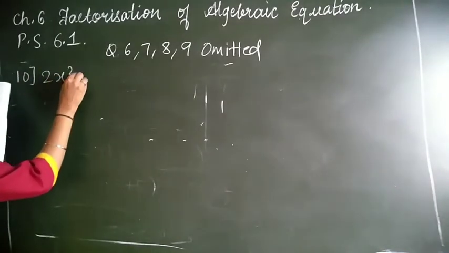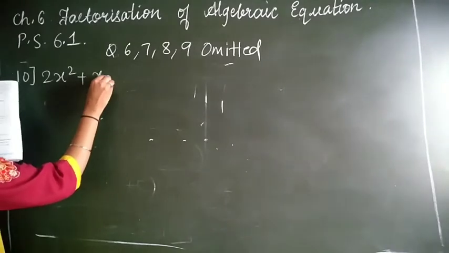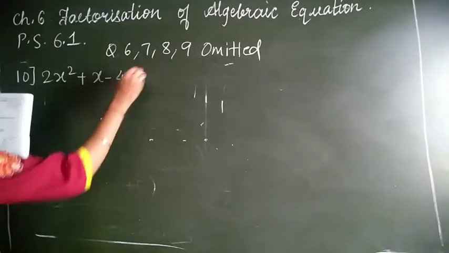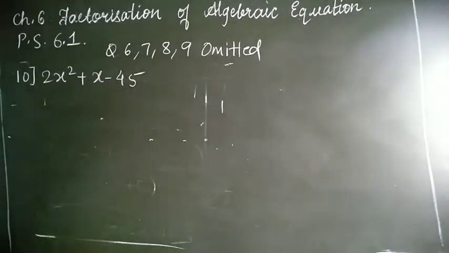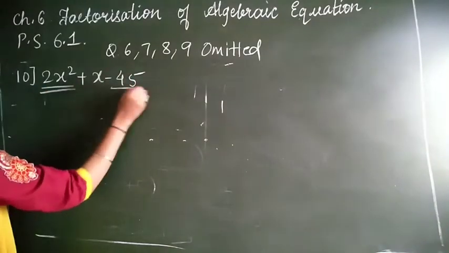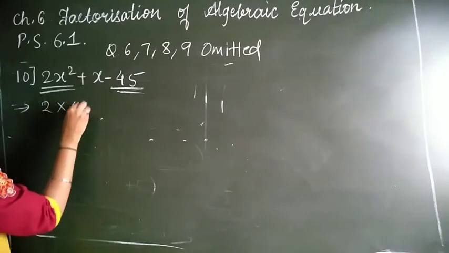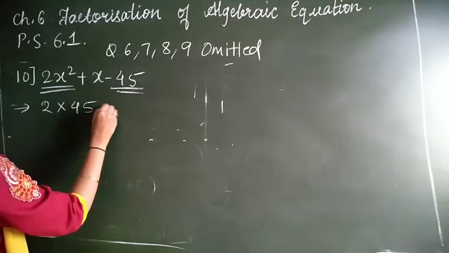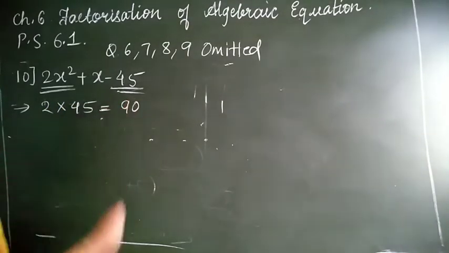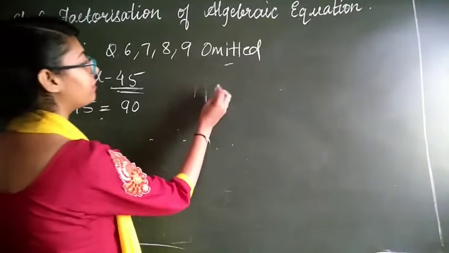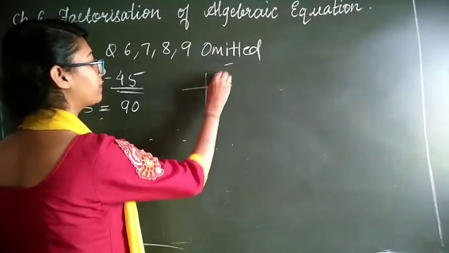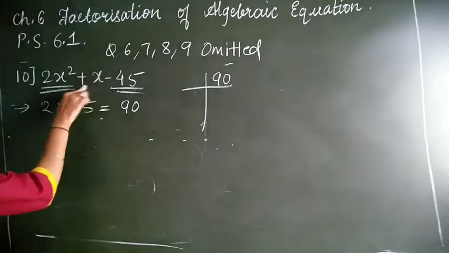2x square plus x minus 45. So this is a different kind of sum. What we will do, we will multiply 2 into 45, which will give us 90. So we have to find the factors of 90 whose middle term will be 1.